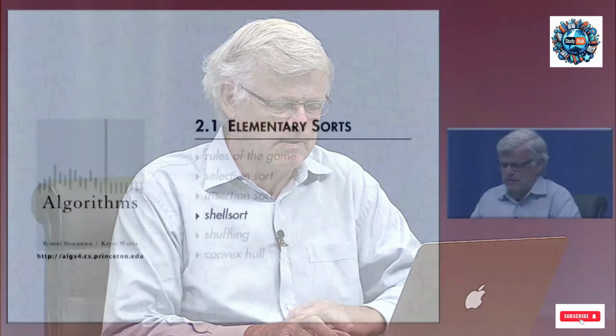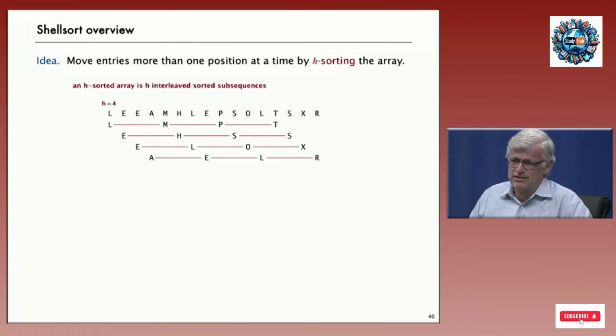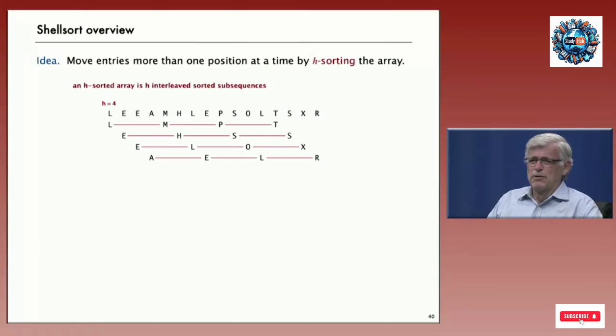Now we'll look at Shellsort, which is a bit elementary on the face of it, but it's not at all elementary, as you'll see. The idea of Shellsort is that insertion sort is inefficient because elements really move only one position at a time, even when we kind of know that they have a long way to go. So the idea behind Shellsort is that we'll move entries several positions at a time.